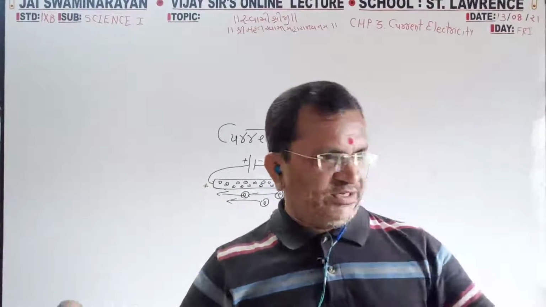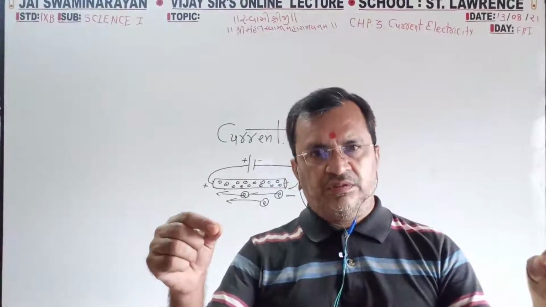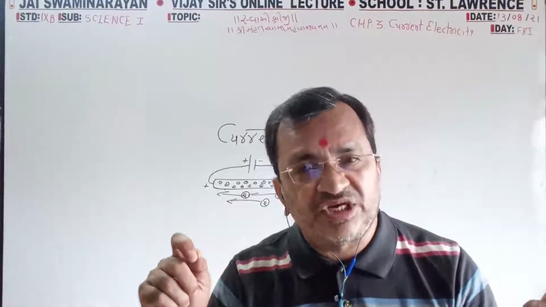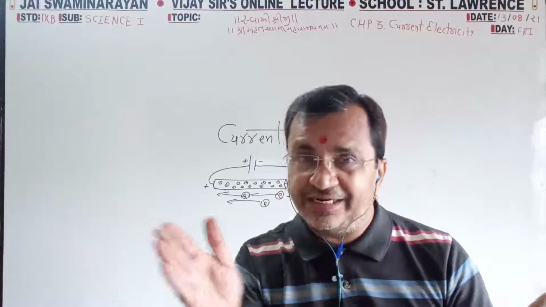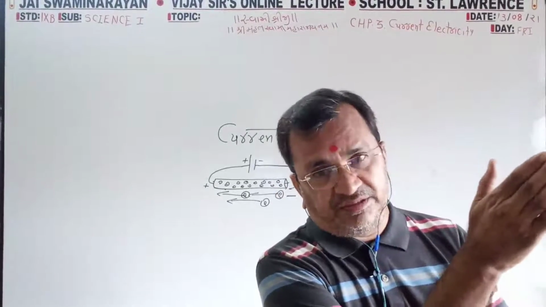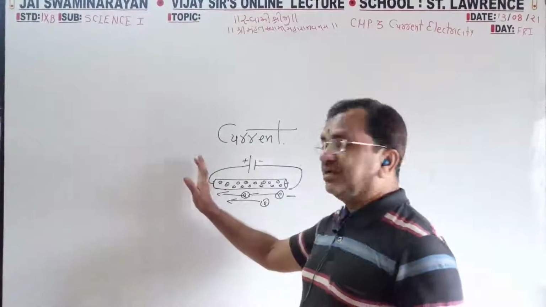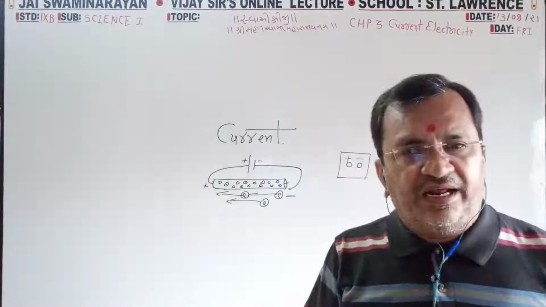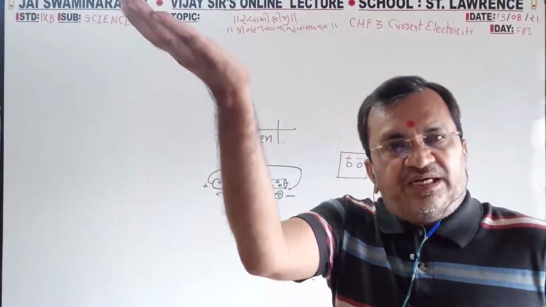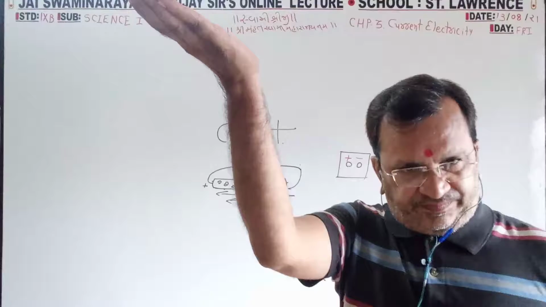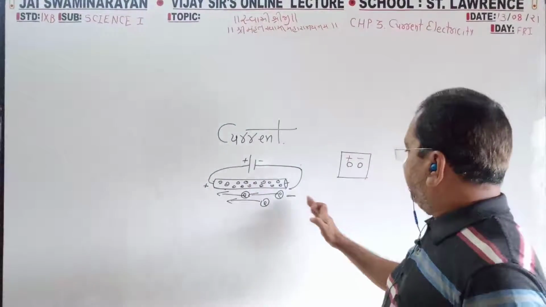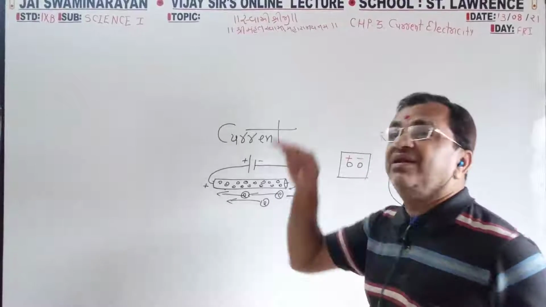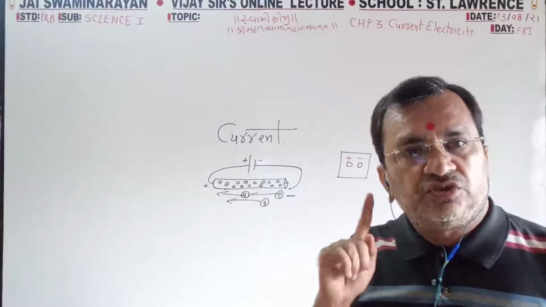When you connect positive and negative both, the electrons, which are negatively charged, will move from the negative terminal to the positive terminal. So they will gather here, and automatically that level will increase. That is why it is the higher level. And from here they are moving away, so this level will decrease. So it is the lower level.